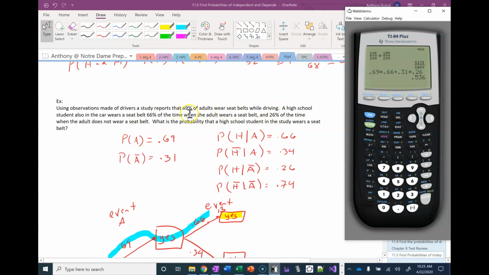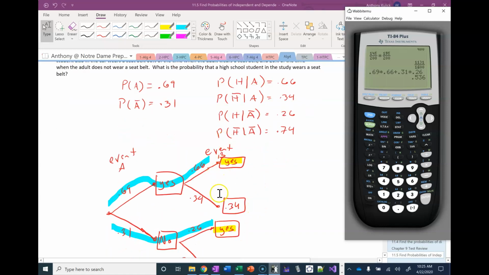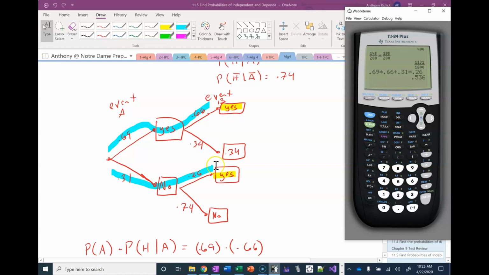So in a situation like this where you're given some conditional probabilities, you'll want to write out what those conditional probabilities are and really draw a tree diagram. It makes life much, much easier when you have that tree diagram drawn, because now all we're doing is multiplying along the paths that you're looking for. And in our case, since we were concerned about the high school student wearing their seatbelt, we were just looking for the paths that end in a yes situation.